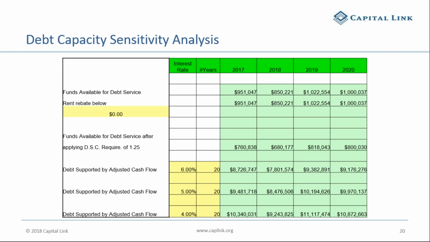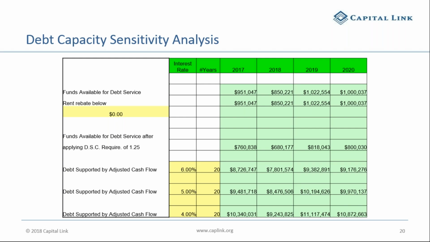Then it calculates for you the funds available for debt service after applying a debt service coverage requirement. They're typically 1.2 to 1.25. Lenders require that amount to be set aside, basically so that you have some cash available. But that reduces the amount that you have available to $768.38.